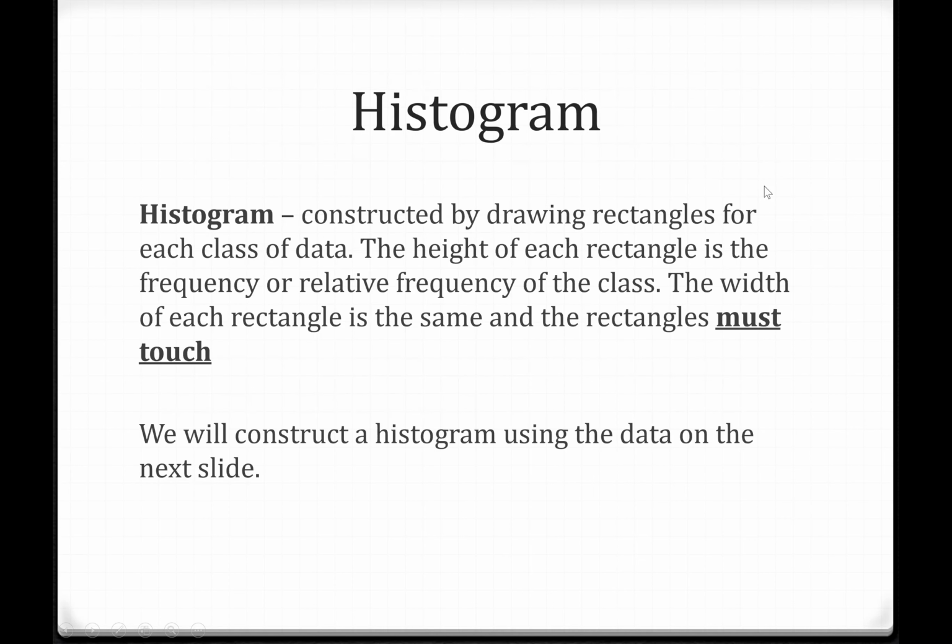So a histogram is constructed by drawing rectangles. The height of each rectangle is the frequency or relative frequency of the class. The width of the rectangle must be the same for all rectangles, and they must touch. We'll construct a histogram using the data on the next slide.